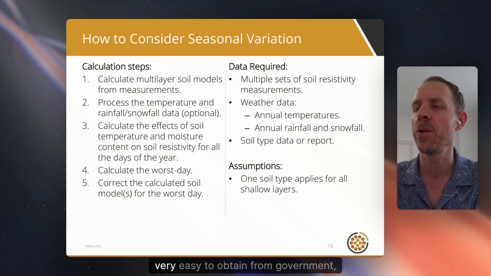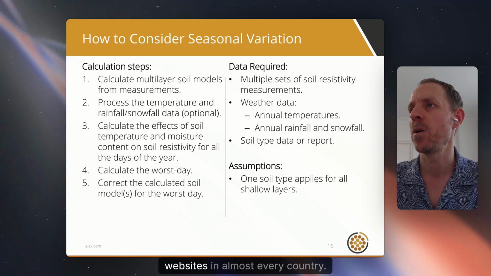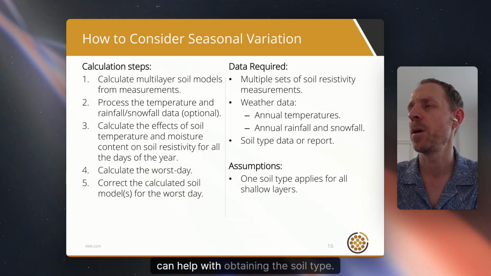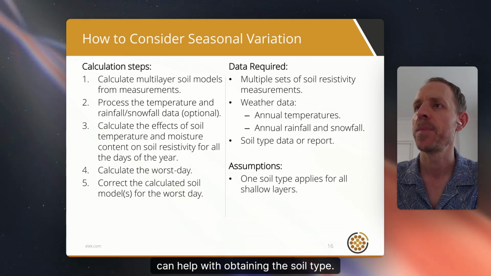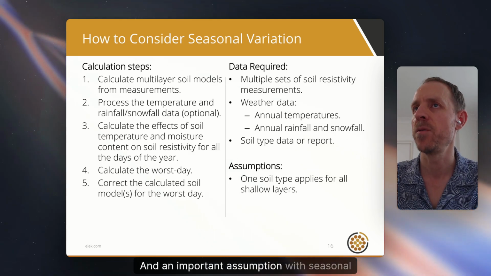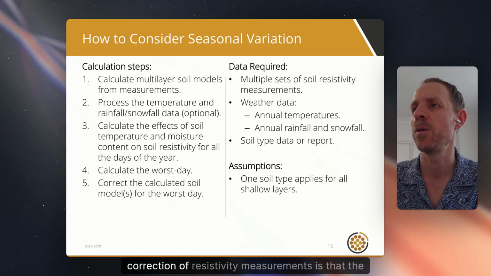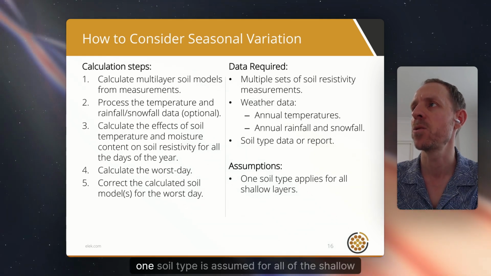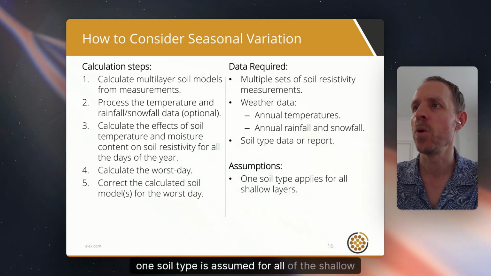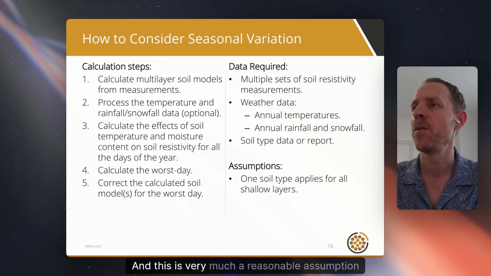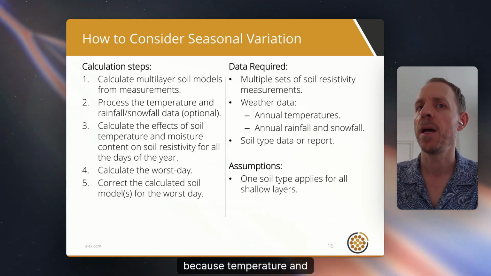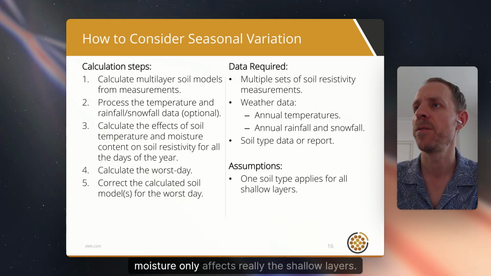We need weather data, very easy to obtain from websites in almost every country. Soil type data or a geological report can help with obtaining the soil type. And an important assumption with seasonal correction of resistivity measurements is that one soil type is assumed for all of the shallow layers, and this is very much a reasonable assumption because temperature and moisture only really affect the shallow layers.